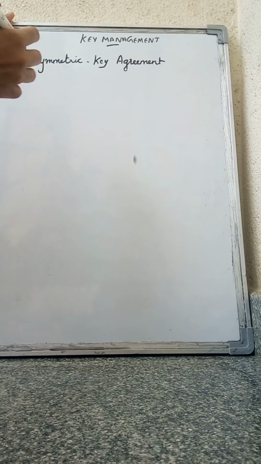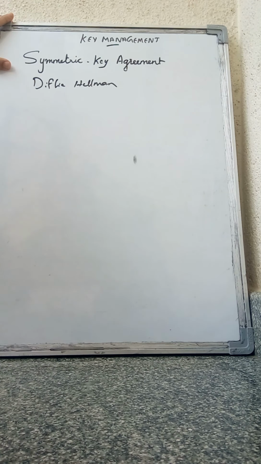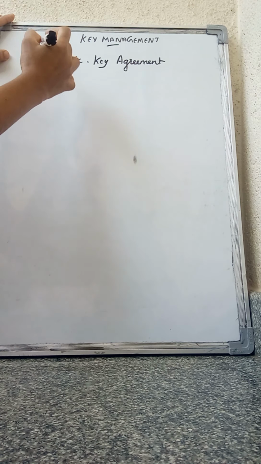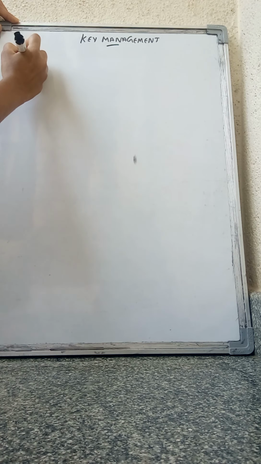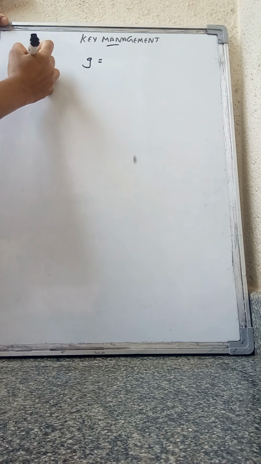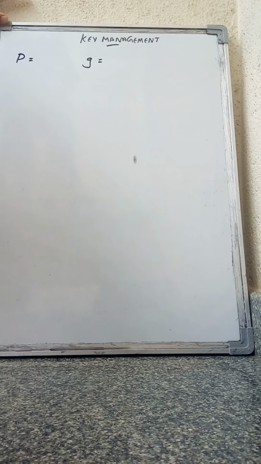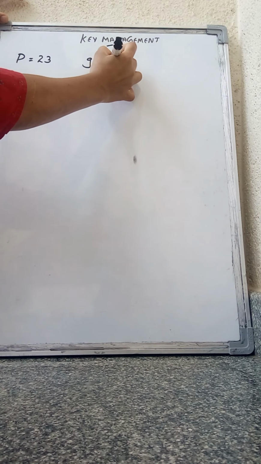First, the Diffie Hellman key agreement. So what exactly is it? You have Alice and Bob, and for this method you first need two variables, P and G. P is a prime number of the order of 300 decimal digits, and G is a generator variable of order P minus 1. For demonstration purposes we will take small numbers: P is equal to 23 and G is equal to 11.